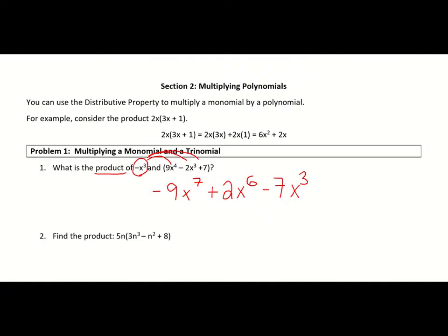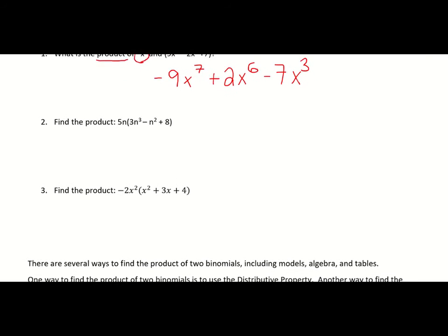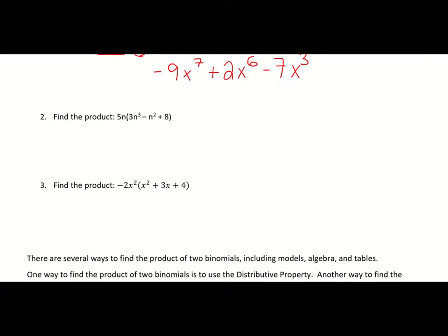So let's take a look at number 2. We want to find the product of 5n times 3n cubed minus n squared plus 8. So for this problem, we're going to take the 5n and distribute it to everything in the parentheses. So 5n times 3n cubed, we would multiply 5 and 3 together to get 15. N and n cubed would make this to the 4th power.